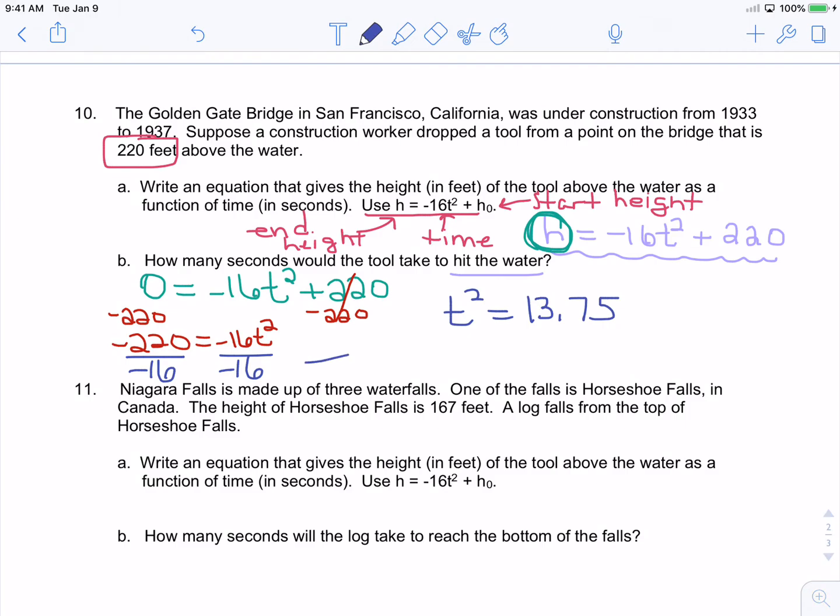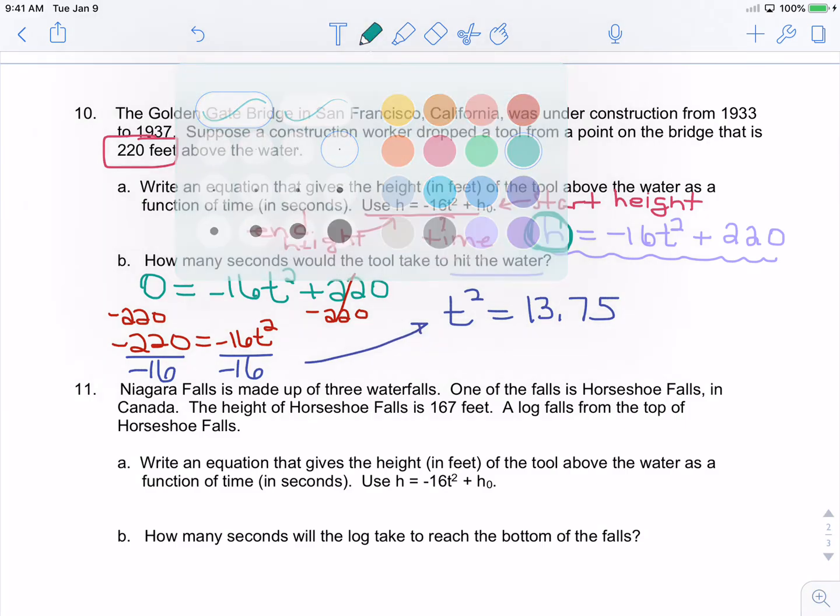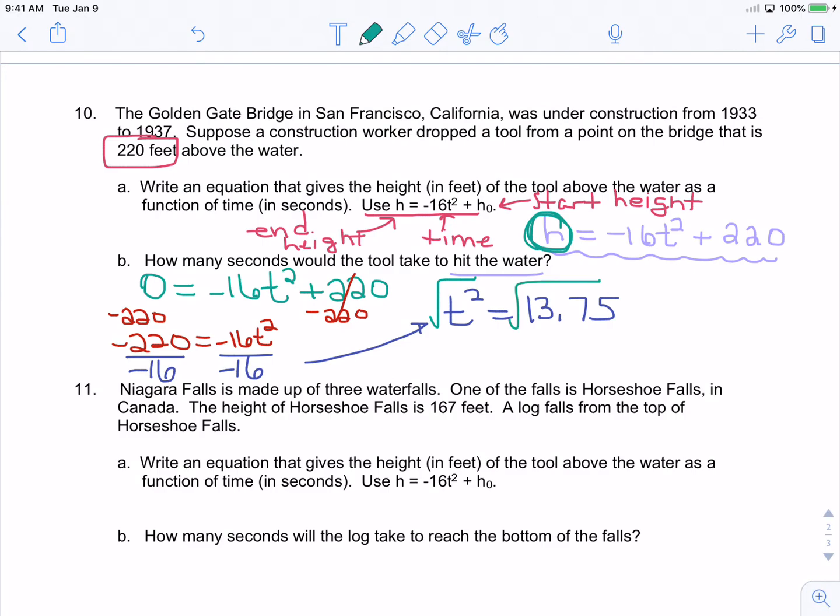Now I have to take the square root of both sides because I need to get the variable t by itself. So in your calculator, you're doing second x squared and then 13.75. And that gives me 3.708, so that rounds up to 3.71. I'm not putting a plus or minus here because time is always positive, but I am going to label this with the word seconds. The question said, how many seconds does it take for the tool to hit the water? So almost 4 seconds. It drops 220 feet. It's going to take about 4 seconds to hit the ground.